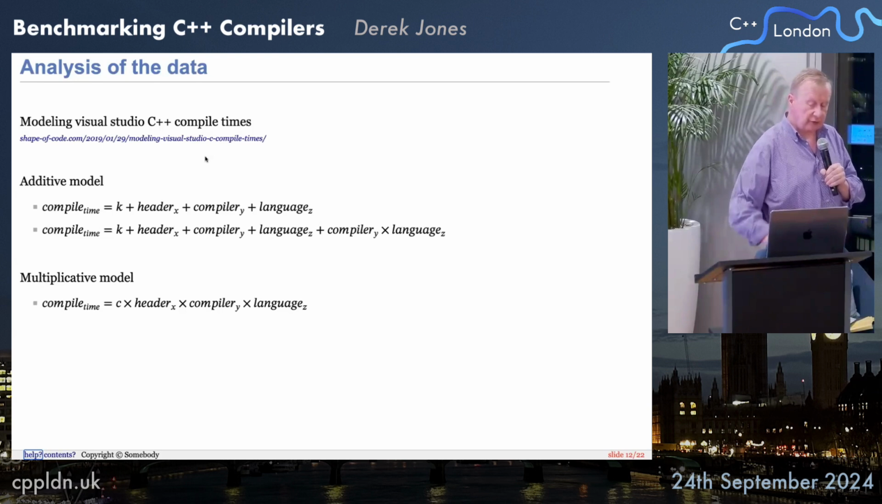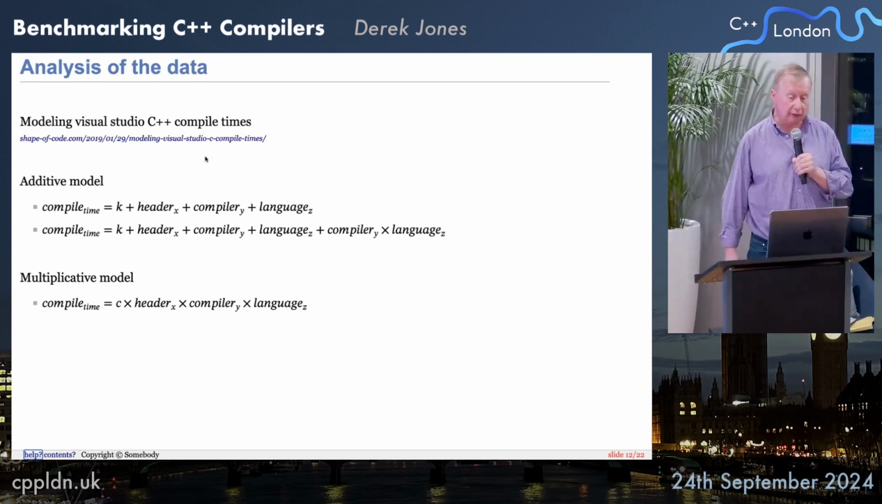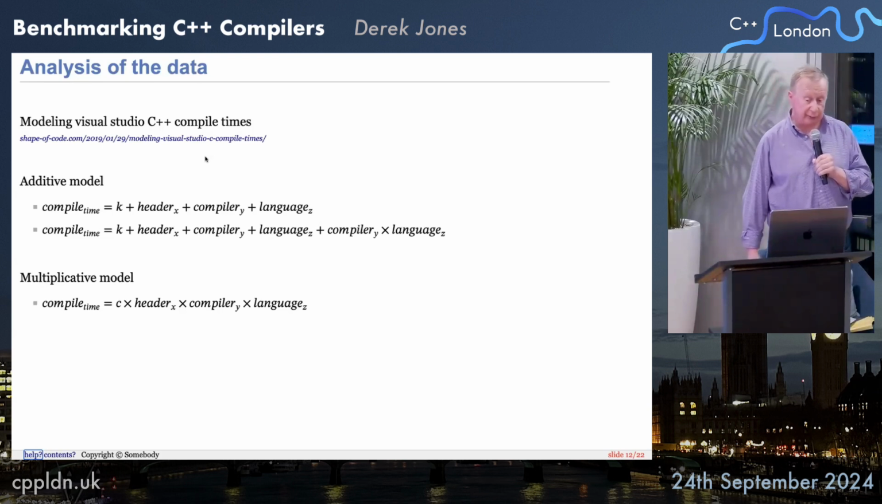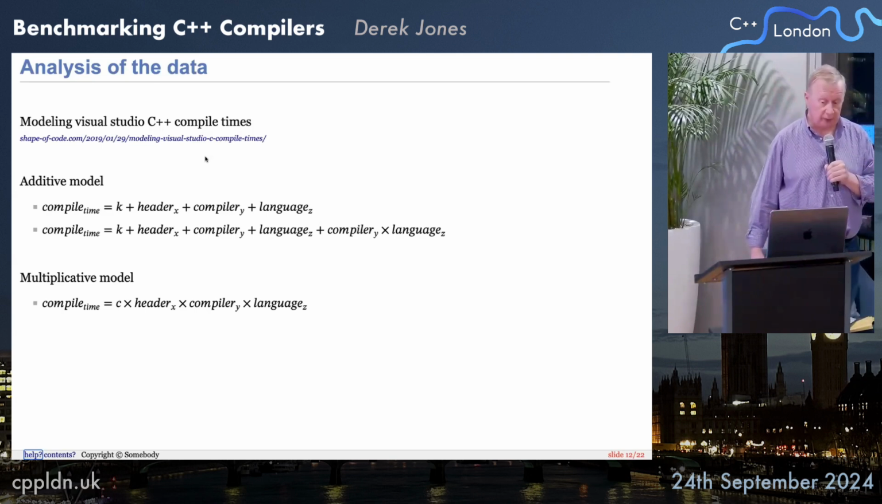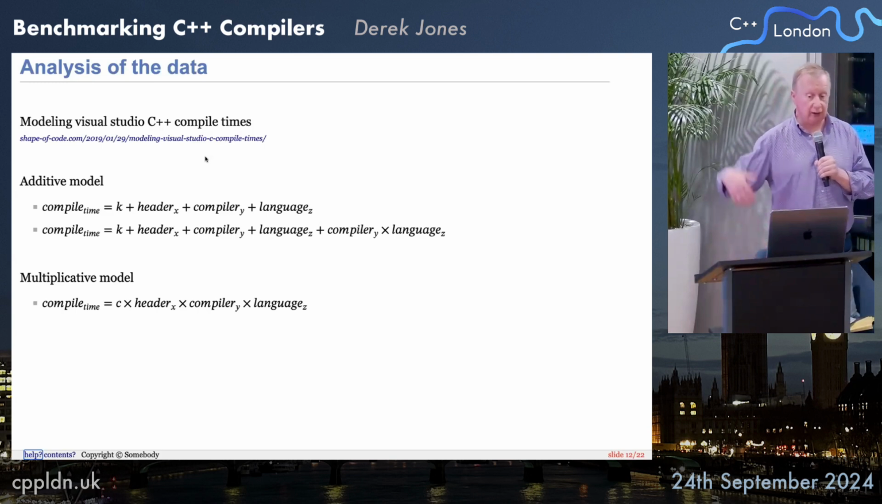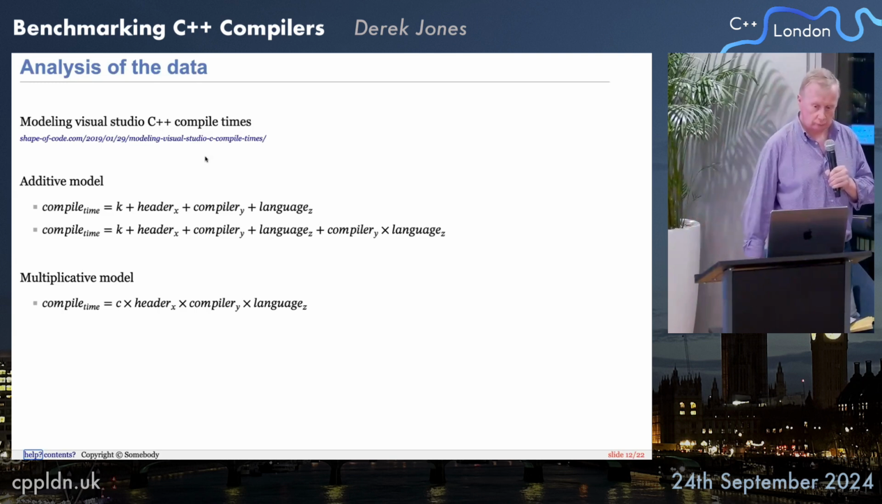And there might be an interaction between the compiler and the language. I happen to know there is, because when you analyze the data, you can very quickly try various combinations. In fact, a better model than the first one is compile time is K plus a header, plus the compiler, plus the language, plus an interaction between the compiler and the language. So that's the regression model.